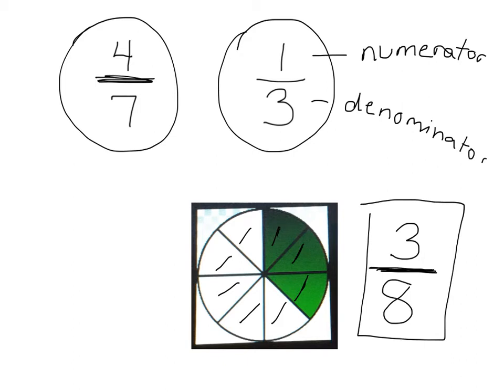The top number, 3, is the numerator, which is how many you're looking at, or often how many are shaded. And then the bottom number, 8, is how many pieces in all. There's 8 pieces in all, the shaded pieces and the not shaded pieces.